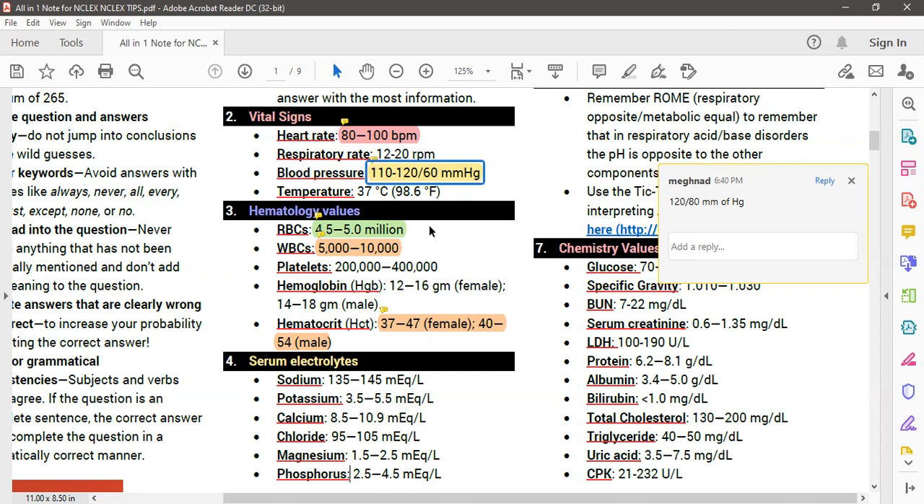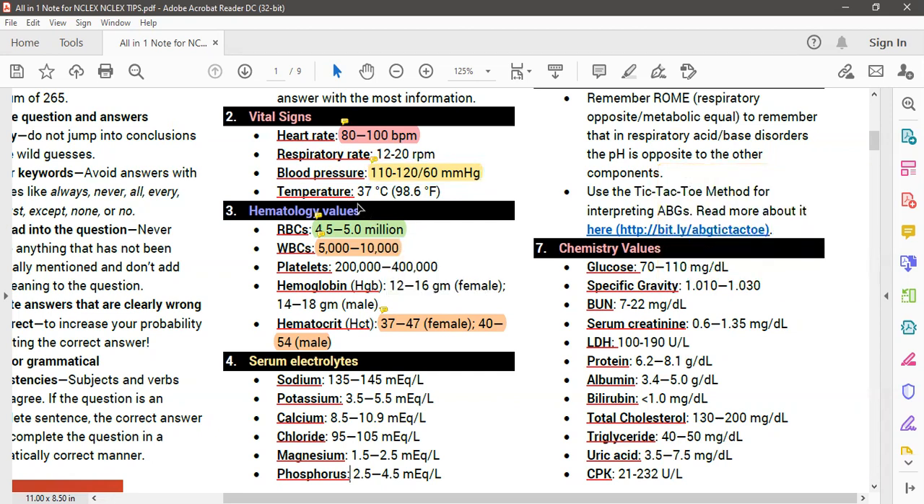Body temperature. The normal body temperature is 37 degrees Celsius. If you convert Celsius to Fahrenheit, it would be 98.6 degrees Fahrenheit.